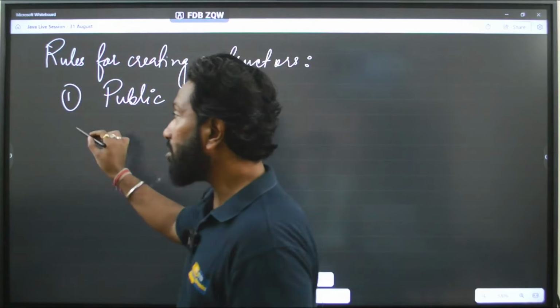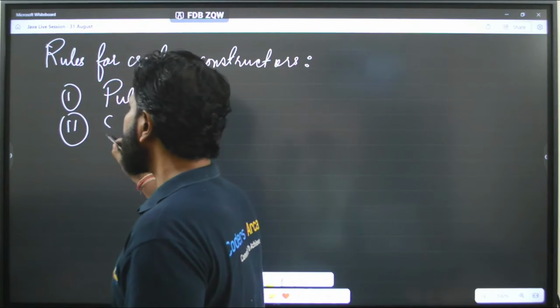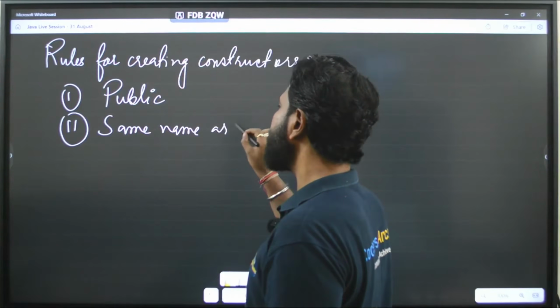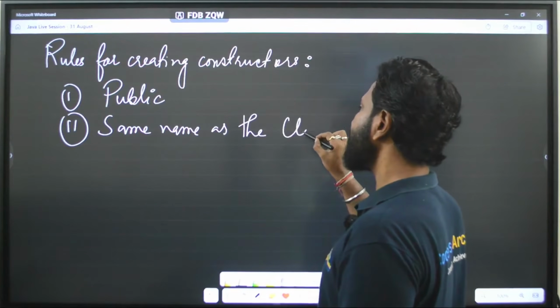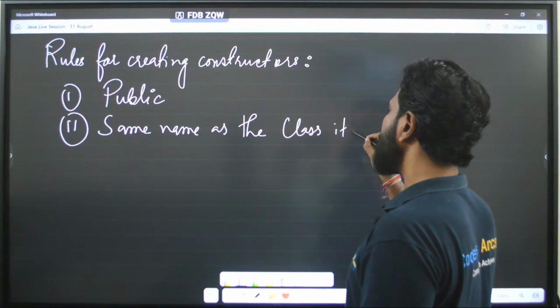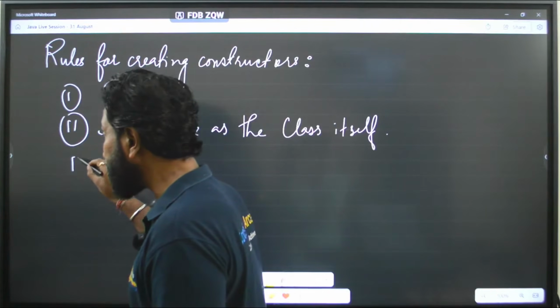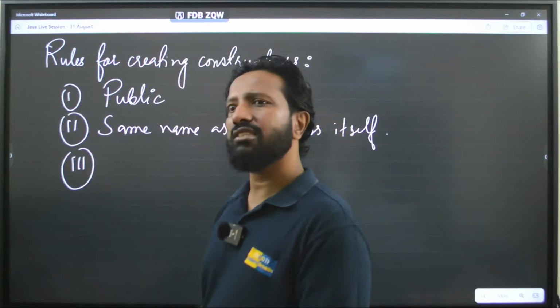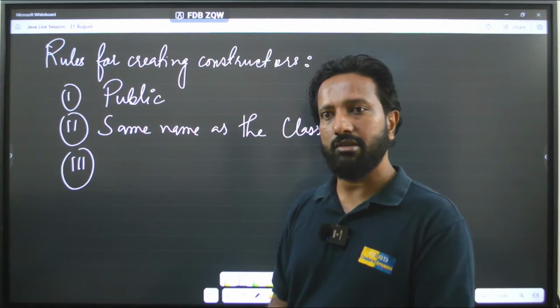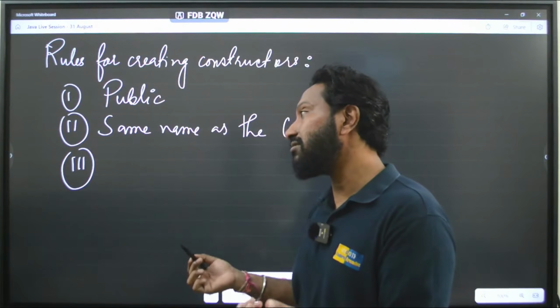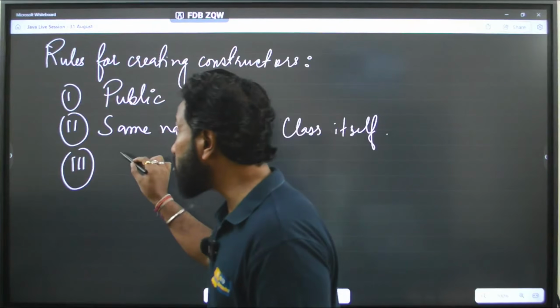The second rule, it has the same name as what? As the class itself. And the third one, a constructor does not have any return type. Please remember, it is neither void, neither int, neither float, nothing. It has no return type.